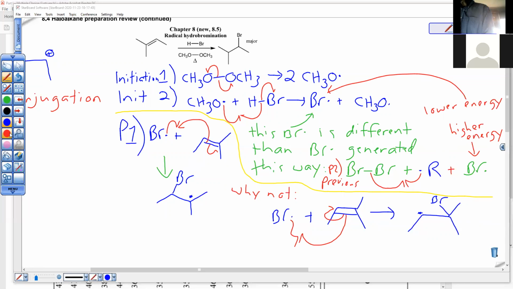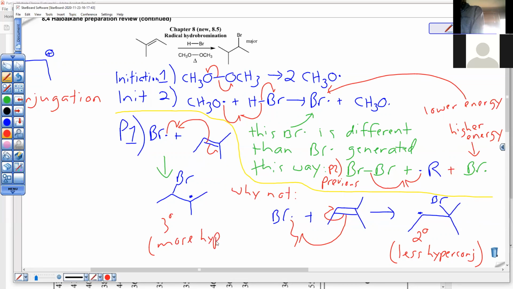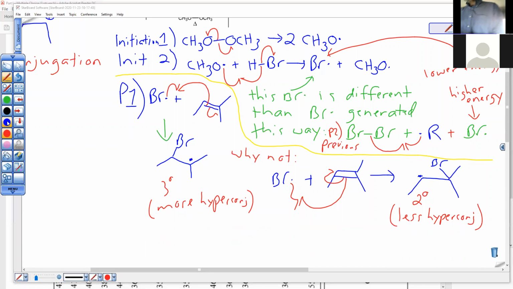The answer is simple. Secondary, less hyperconjugation than tertiary, which has more hyperconjugation. That answers the question. Which radical are you going to generate faster? More stable tertiary. And then P2, that thing needs to get a hydrogen, so it's the major product.